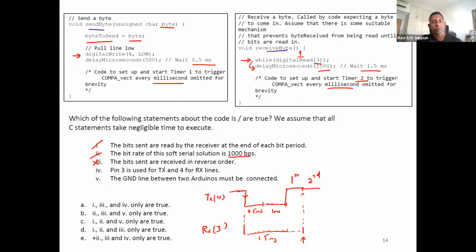Pin 3 is used for TX and pin 4 for RX. No, we just saw that pin 4 is for TX and pin 3 is for receive. So this is also not true. And ground between two Arduinos must be connected. This we already did in the lab. Whenever you have different systems, you must always connect them to a common ground, to make sure the reference point is the same.